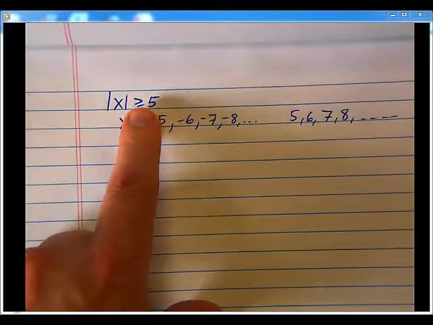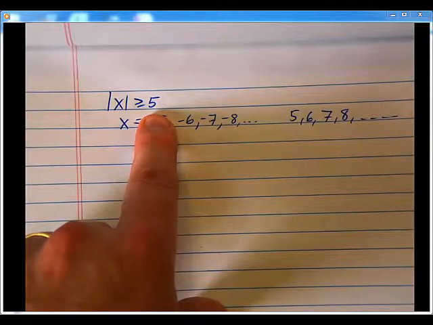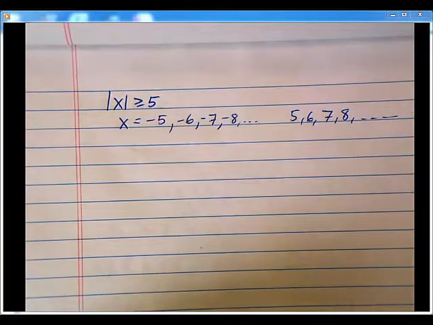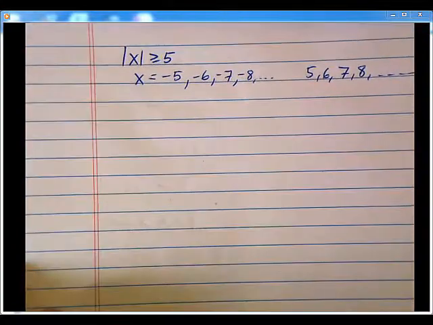Haven't drawn the number line yet. Somebody must have asked me a question about something and I was answering the question. Don't remember what the question was though.